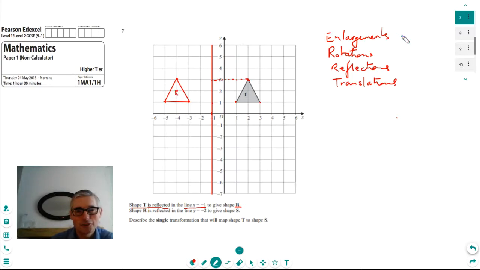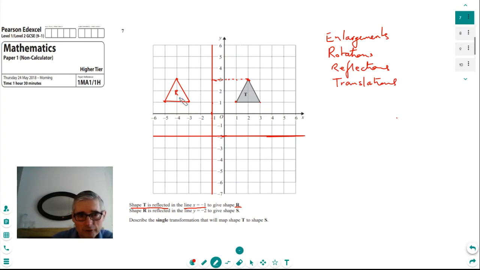The next thing we need to do is reflect shape R in the line y equals -2. The line y equals -2 is a horizontal line, so just draw that in, like that. The reason that line is y equals -2 is because every point on this line has a y coordinate of -2.